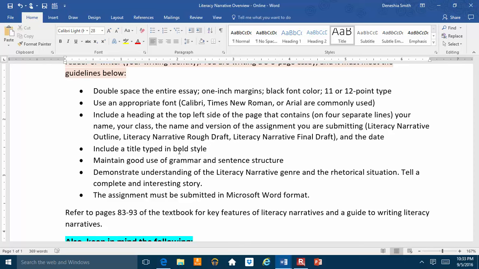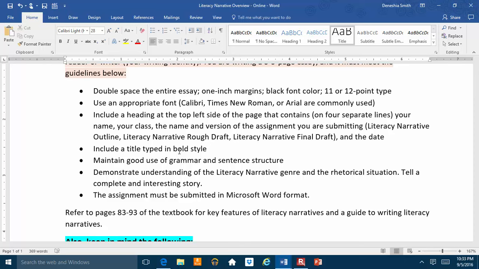on 4 separate lines, your name, your class, the name and version of the assignment you're submitting, and the date. Make sure you include all of that. You want to include a typed title in bold style. You want to maintain good use of grammar and sentence structure.